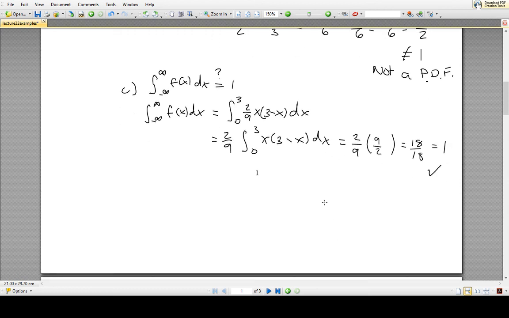So it's non-negative, and if you integrate it from negative infinity to infinity, it's equal to 1. So this is a probability density function for something. Again, we don't know what random experiment it's a probability density function of, but this could be a probability density function of something.